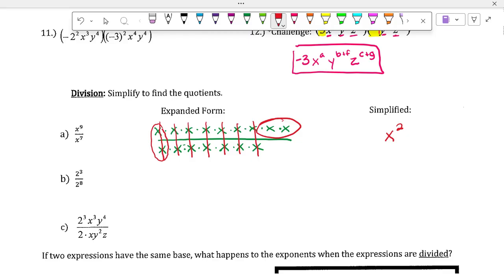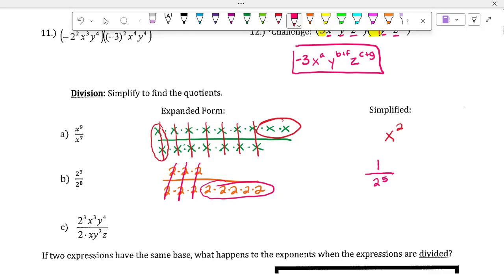We can do the same thing for letter B. So we're going to write out 2 three times, and then 2 eight times. And then we're going to pair them off. So I have one pair here, one pair here, one pair here, and I'm left with 5 2's on the bottom. Now, since it's in the denominator, we're going to keep it in the denominator. And since there's nothing left in the numerator, we're going to put it over 1, with the 2 to the 5th at the bottom in the denominator. So if I evaluate the 2 to the 5th, this will be 1 over 32.